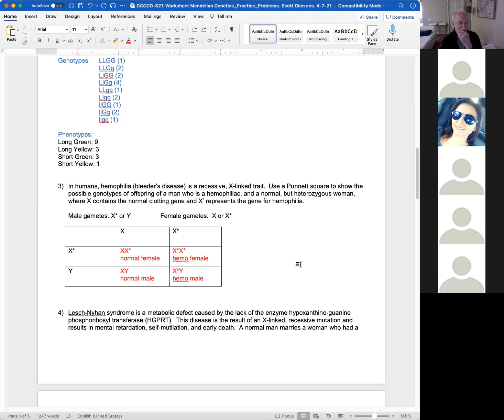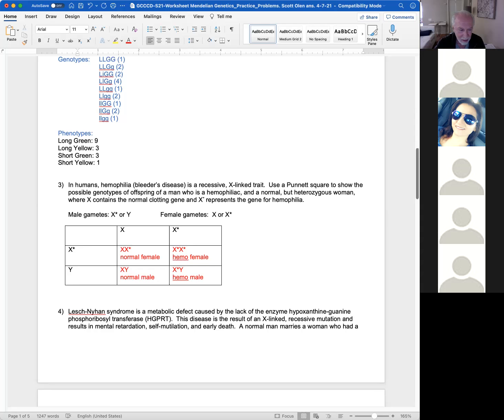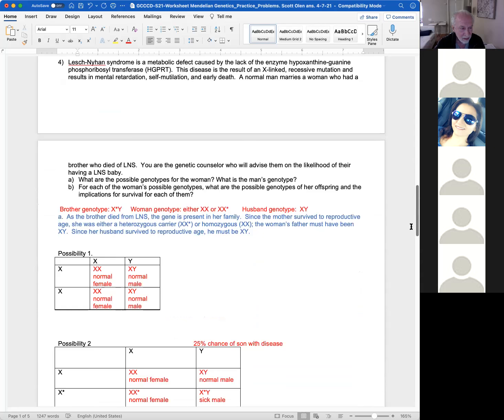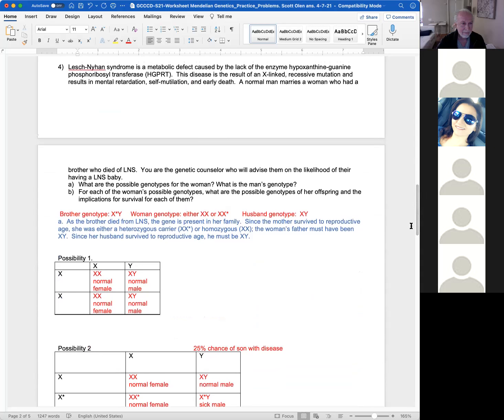All right, so we'll go on to number 4. Lesch-Nyhan syndrome is a metabolic defect caused by the lack of the enzyme hypoxanthine guanine phosphoribosyl transferase, more conveniently called HGPRT. This disease is the result of an X-linked recessive mutation and results in mental retardation, self-mutilation, and early death. A normal man marries a woman who had a brother who died of LNS, Lesch-Nyhan syndrome. You are the genetic counselor who will advise them on their likelihood of having an LNS baby.